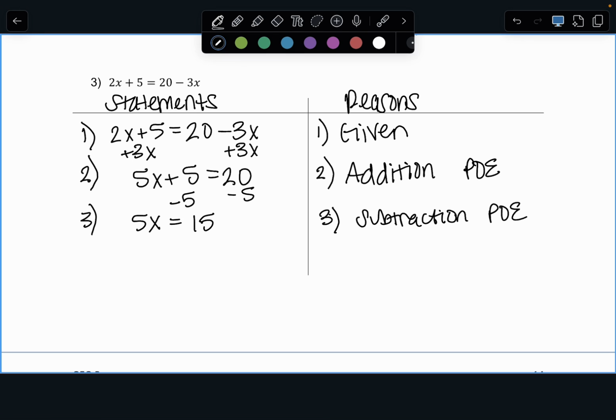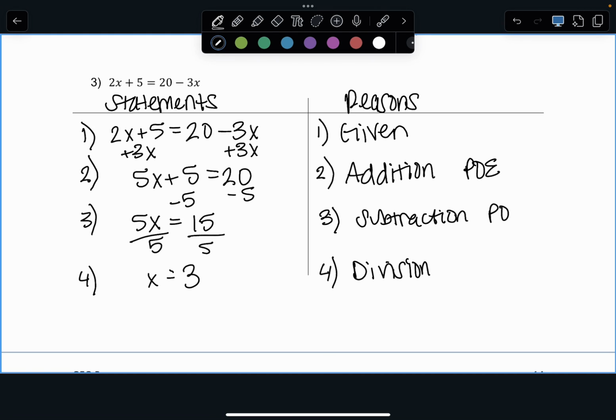And then our very last step to solve for x, what should I do? Divide by 5. We get x is equal to what number? 3, since 15 divided by 5 is 3. And since we divided both sides by a number, we used the division property.